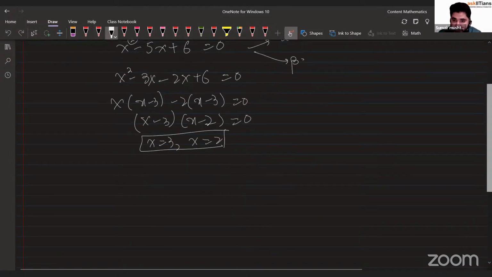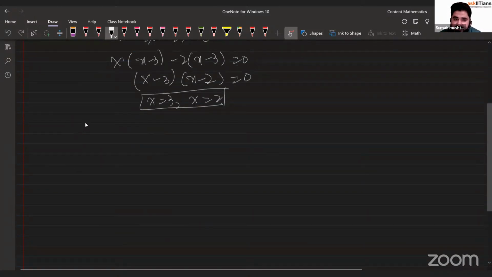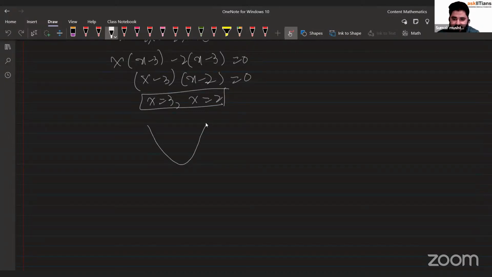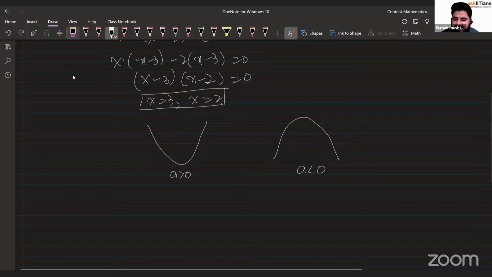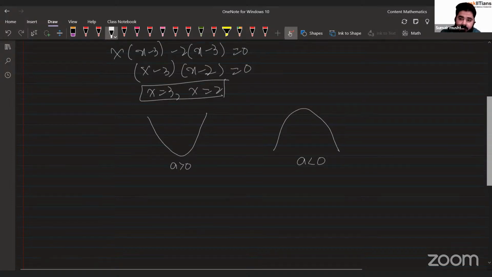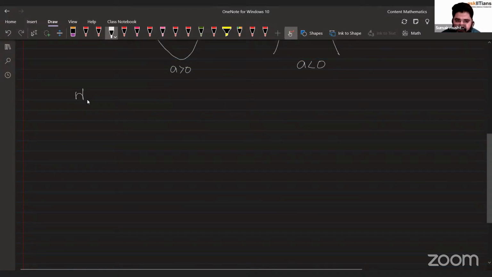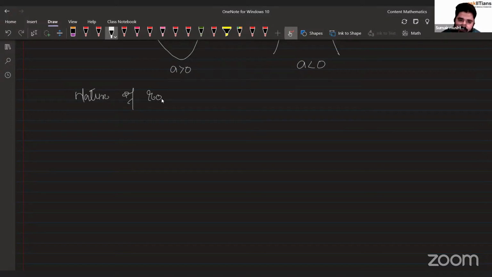So what does a quadratic equation represent graphically? It represents a parabola. Simple. It can be upwards or it can be downwards. It is upwards when a is greater than 0, and downwards when a is less than 0. This thing is easy for you. Now discussing the nature of roots.